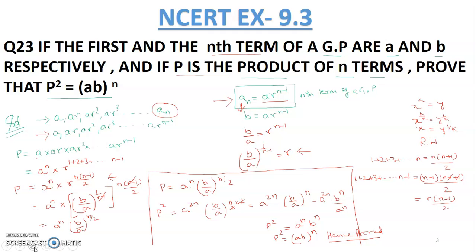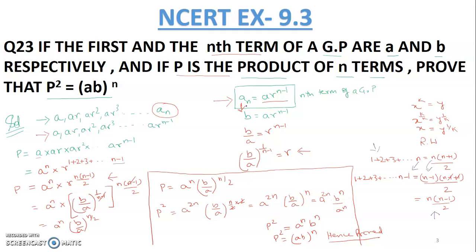Now see, I had explained this, the sum of n terms. We know that 1 plus 2 plus 3 up to n is equal to n into (n plus 1) by 2. But see, here it is n minus 1, so I will replace n by n minus 1. Replacing n by n minus 1 and this plus 1, the minus 1 and plus 1 cancel, so I am left with n into (n minus 1) by 2. So I can write r raised to the power n(n minus 1) by 2.